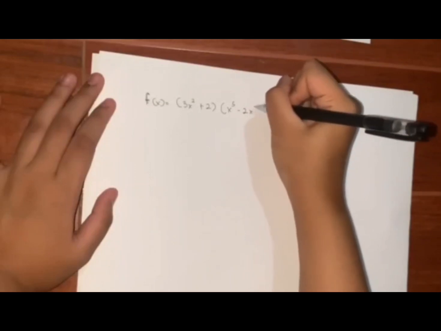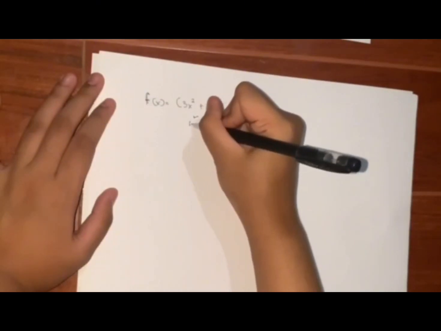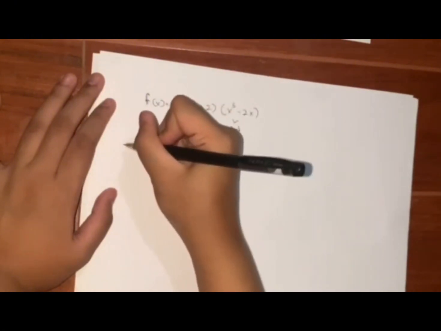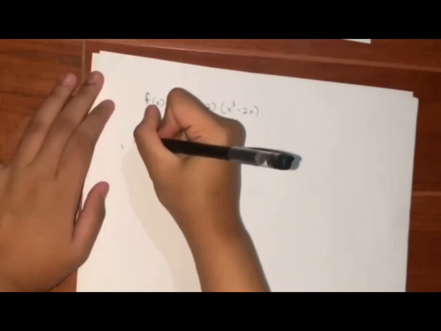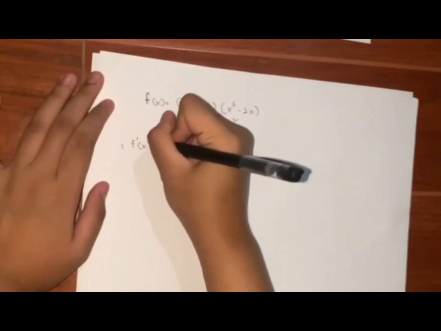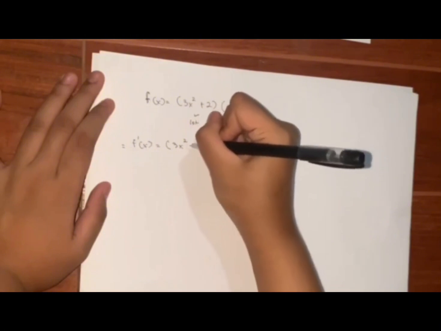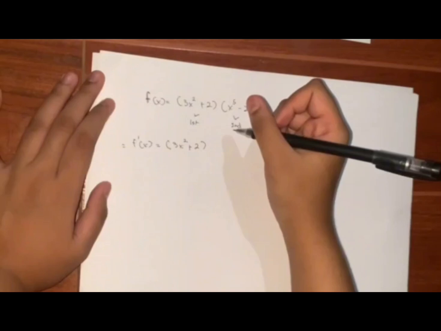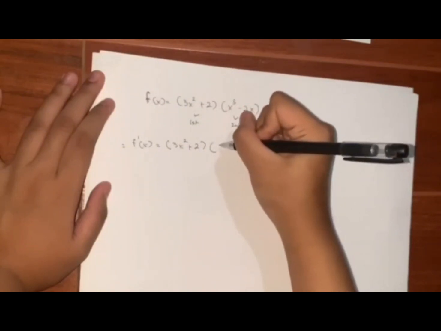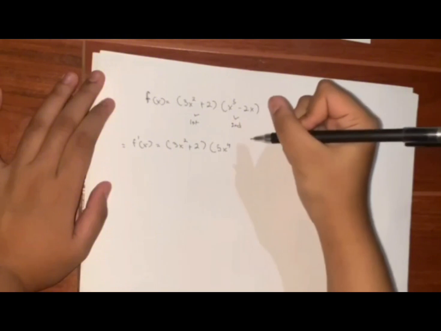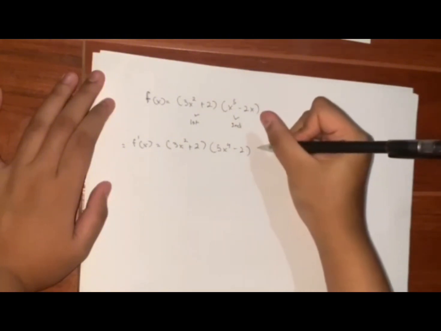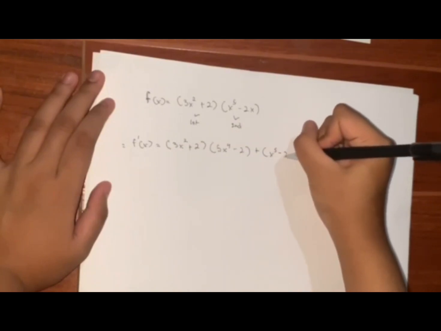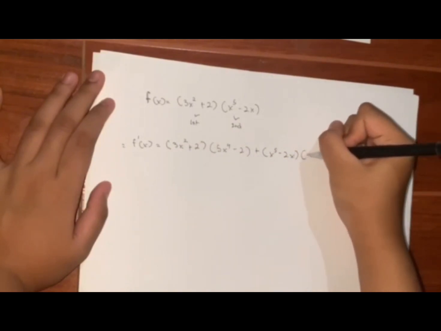Let's first start labeling our functions. So here are the first function and here are the second function. Let's take the derivative of our function. So we have f prime of x is equal to the first function, so 3x squared plus 2, times the derivative of the second function, which is the derivative of x to the fifth minus 2x. So that gives us 5x to the fourth minus 2, then plus the second function, so we have x to the fifth minus 2x times the derivative of the first, so the derivative of the first is equal to 6x.